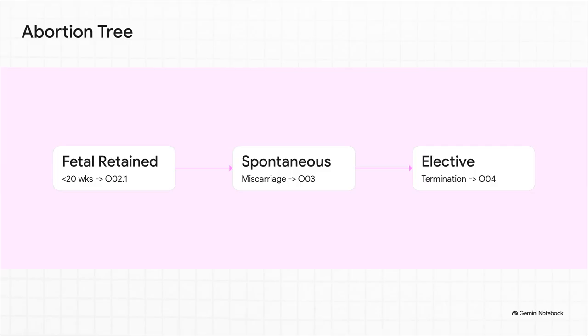If fetal death is retained at less than 20 weeks, boom, you're at 002.1. If a spontaneous miscarriage happened naturally, you route straight to the 003 series. And if it was an elective termination, route right over to 004. Once you nail down that primary branch, then you can start hunting through the chart for any secondary complications, like retained products of conception or an infection.